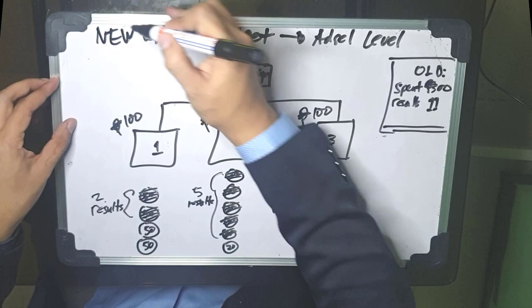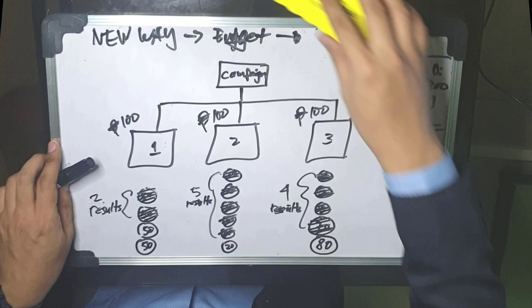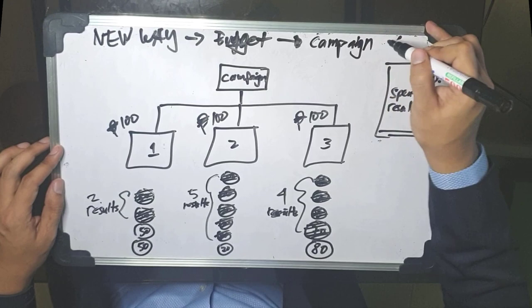And then, ang budget sa new way, imbis na sa ad set level, it is now spent or it is now controlled on the campaign level. Okay? Campaign level na. Campaign level. Okay, very good.